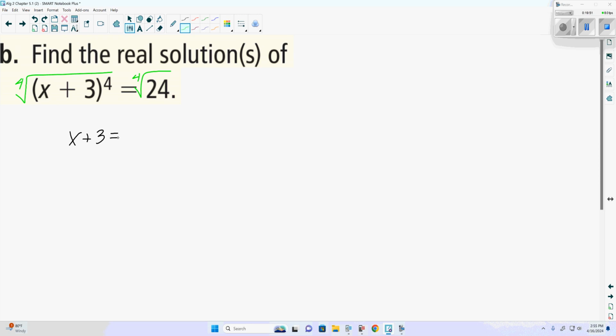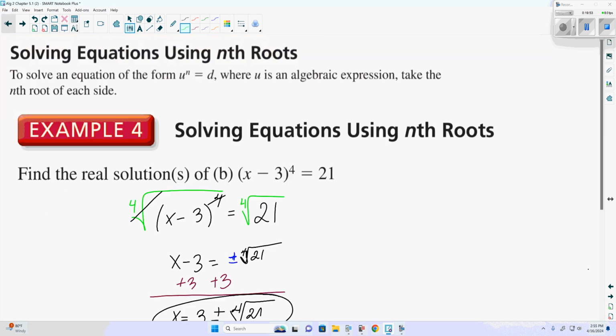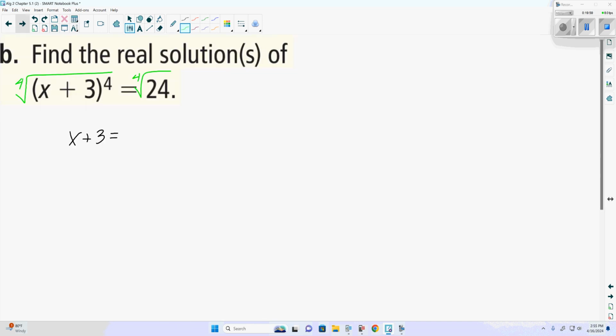Oh, we did it? Minus instead of plus, and 24 instead of 21. So can we take the fourth root of 24 nicely? No. So we can leave it as the fourth root of 24. We can take the cube root of it, but we can't take the fourth root. It would be 2 cube roots of 3. But questions on this so far?